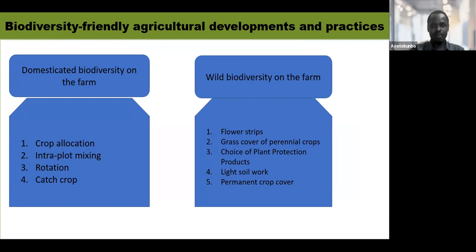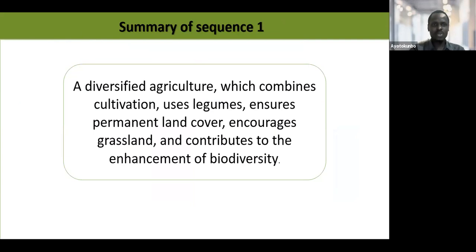We also discussed biodiversity-friendly agricultural development and practices, and we were able to spell out what it will involve for domesticated biodiversity and what it will take when it is wild biodiversity. We had a brief summary: a diversified agriculture which combines cultivation, which involves use of legumes, ensures permanent land cover, encourages grassland, and contributes to the enhancement of biodiversity. All of this put together will enrich our horticultural farm.